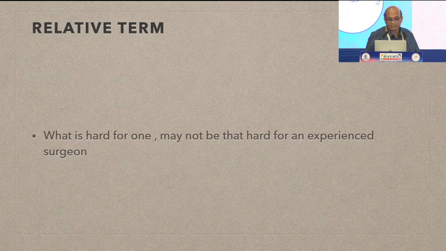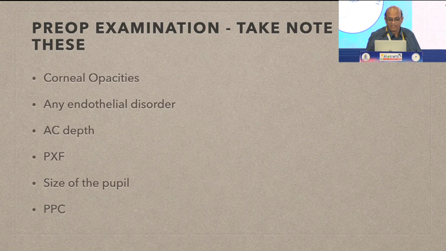What is very difficult for one person may not be that hard for an experienced surgeon. So before we take up a case for surgery, one should do a thorough slit lamp examination of the patient. We should look for corneal opacities, corneal dystrophies, endothelial disorders, and one should take note of the anterior chamber depth, the presence of pseudoexfoliation or pigment dispersion which might indicate a previous inflammation. One should also take note of the size of the pupil because a smaller pupil adds to the difficulty of the surgery, and of the presence of any posterior polar cataract.